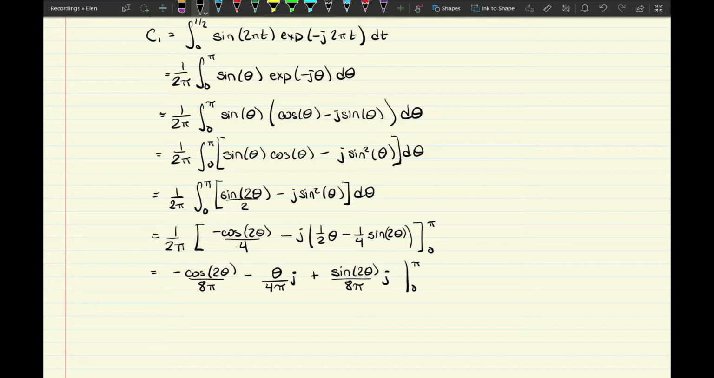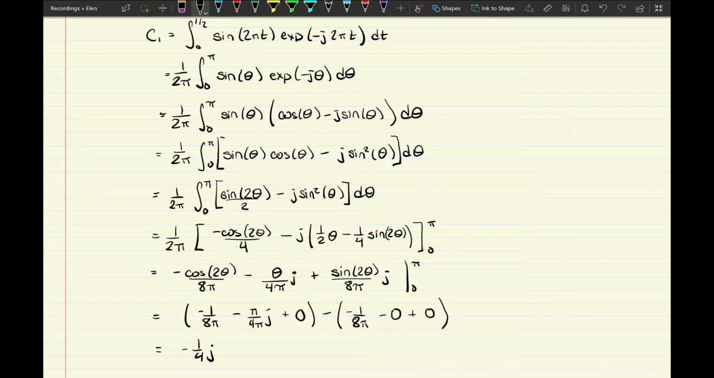Remembering that cosine of 2 pi is the same as cosine of 0, which is 1, and sine of 2 pi is the same as sine of 0, which is 0. After evaluating, we see that negative 1 over 8 pi is canceled out, and we end up with just negative j over 4. And finally, we found all of the Fourier coefficients. We have k equals 0, k equals 1, and k is greater than or equal to 2.